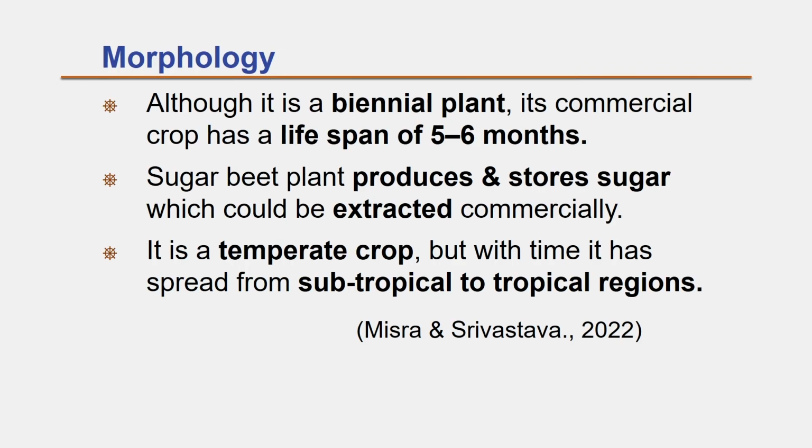Morphology is the external appearance of this crop. Although it is a biennial plant, its commercial crop has a lifespan of 5 to 6 months. The sugar beet plant produces and stores sugar which could be extracted commercially. It is a temperate crop, but with time it has spread to some subtropical and tropical regions of the world.